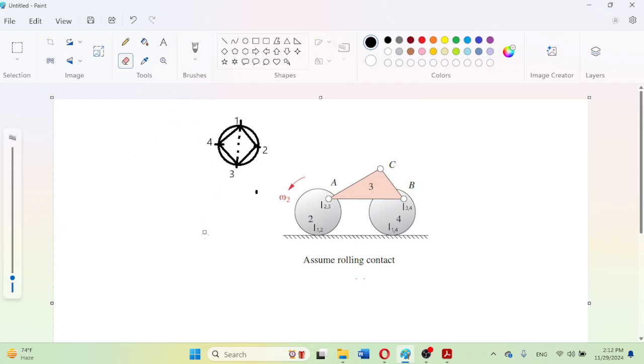So instant center I1,3 will have to be found out using trio 1 2 3 and 3 4 1 or 1 4 3. So as we can observe, instant center I1,2 is this, and I2,3 is this instant center. We can actually locate here, this is instant center I1,2 and this is instant center I1,4.